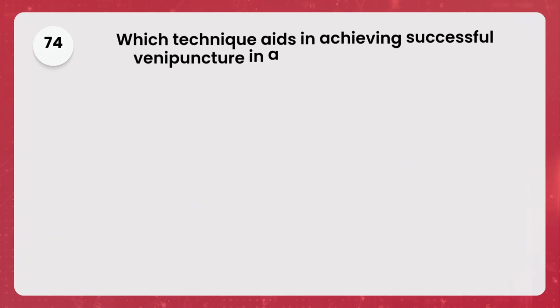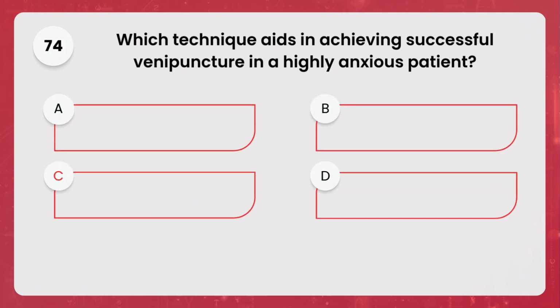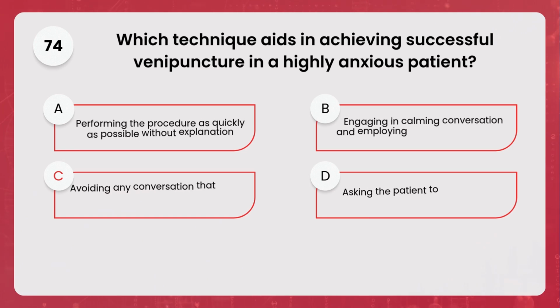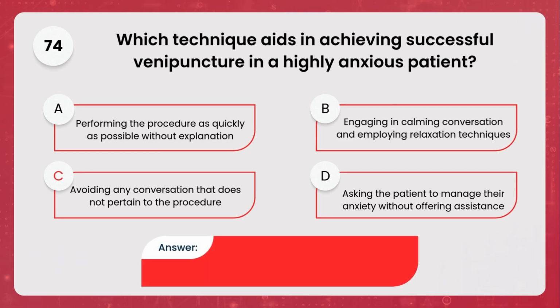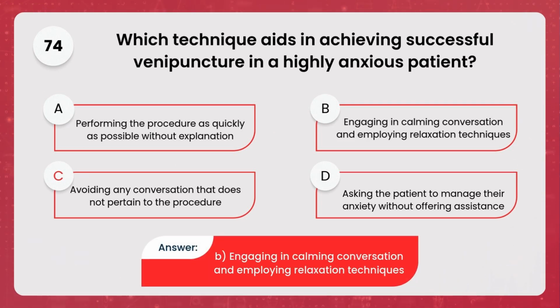Number 74. Which technique aids in achieving successful venipuncture in a highly anxious patient? A. Performing the procedure as quickly as possible without explanation. B. Engaging in calming conversation and employing relaxation techniques. C. Avoiding any conversation that does not pertain to the procedure. And D. Asking the patient to manage their anxiety without offering assistance. The answer is B. Engaging in calming conversation and employing relaxation techniques.